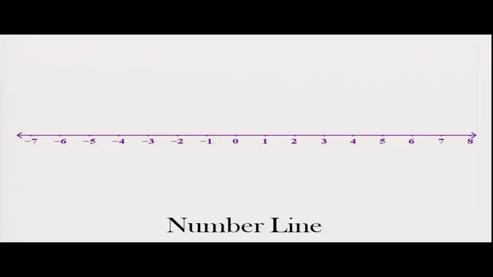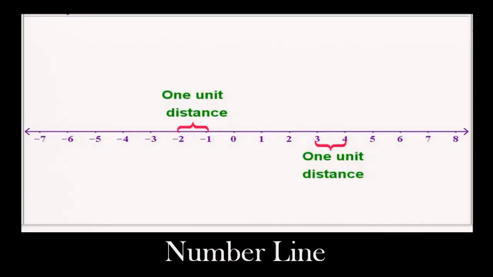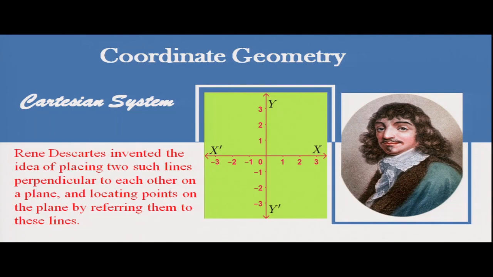This is the number line. You all know about this. 0 is the origin, and we have marked 1, 2, 3, 4 and so on in the positive direction, and minus 1, minus 2, minus 3, minus 4 in the negative direction. And the distance between two consecutive numbers is always 1 unit. Descartes invented the idea of placing two such lines perpendicular to each other on a plane and locating points on the plane by referring to these lines.